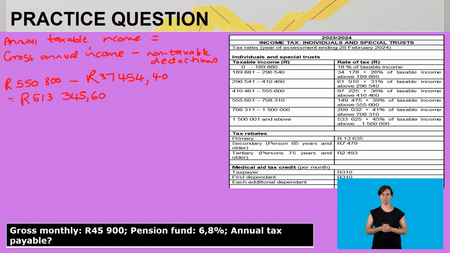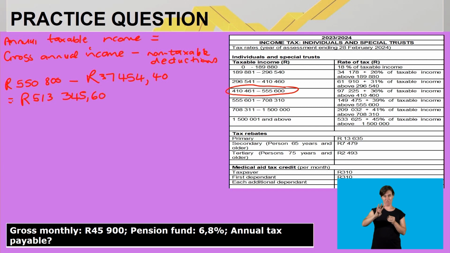Now guys, why again is this amount so important? This is the amount we'll use to see in which tax category I will find this amount. So where will I find 513,345 rand and 60 cents? Looking at the tax table, we agree it is definitely between 410,461 rand and 555,600 rand. Are we clear on that?